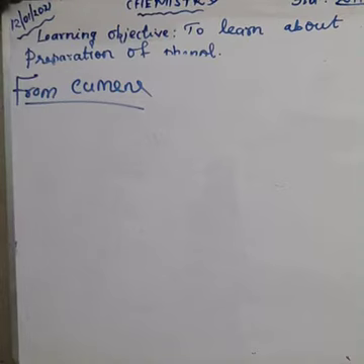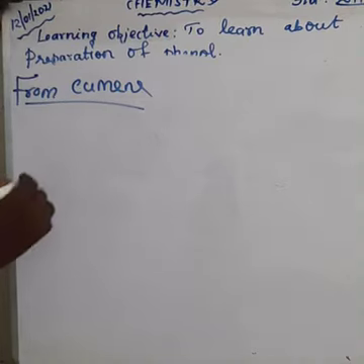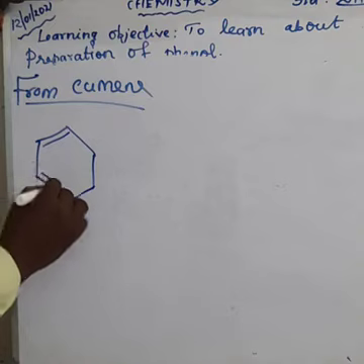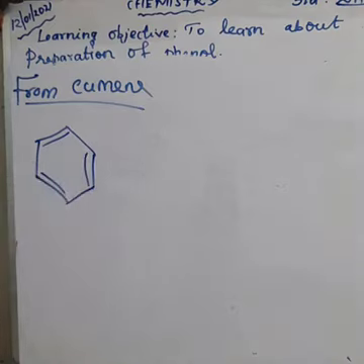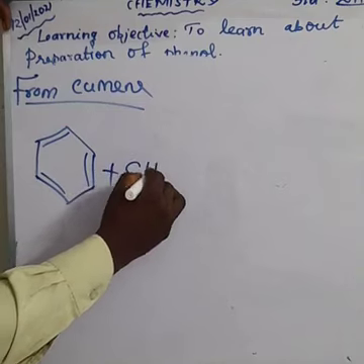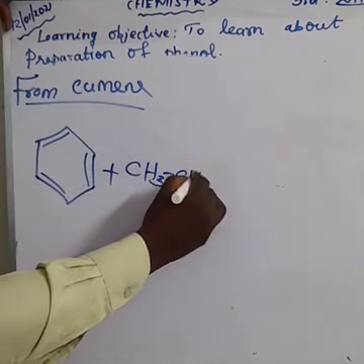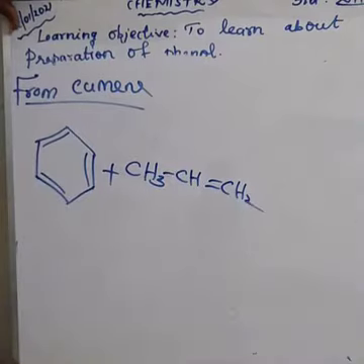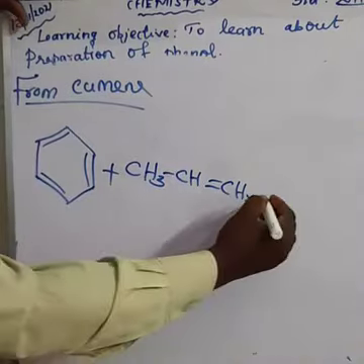Okay, benzene. What is the formula for benzene? C6H6. I am drawing the structure. This is benzene. Propene has the formula CH3, CH, double bond CH2. The temperature is about 523 Kelvin.